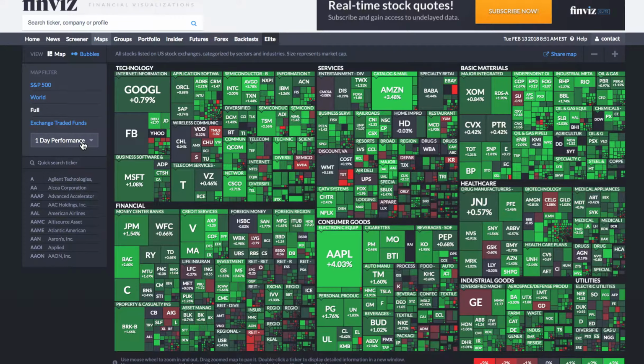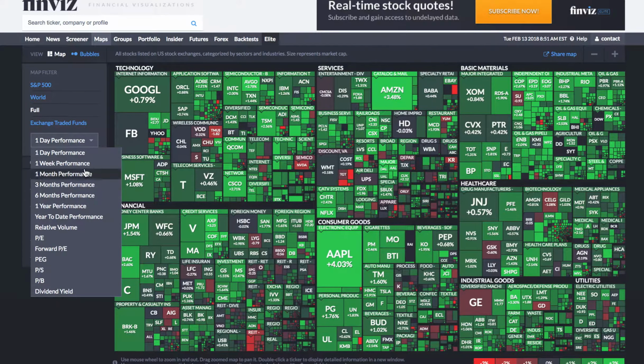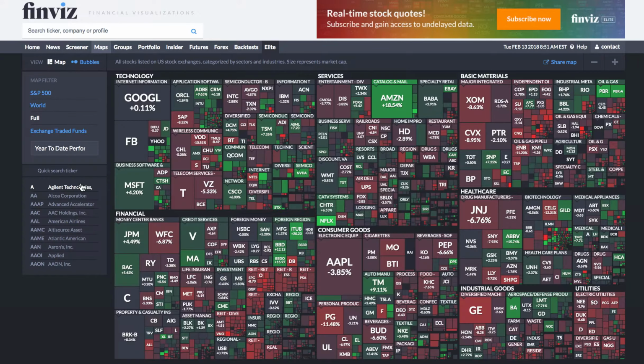The other neat feature about this heat map here is you can also change the performance or show them based on fundamental metrics. I really like the performance timeframes because it allows you to kind of contrast to see what's working now as well as what's been working or not working as it were this year.